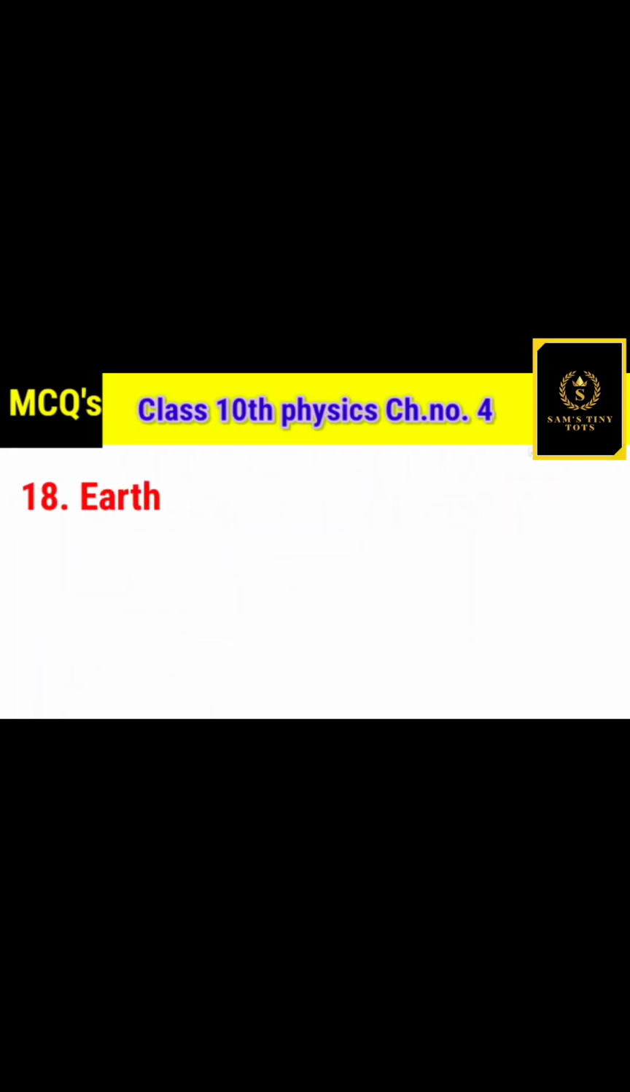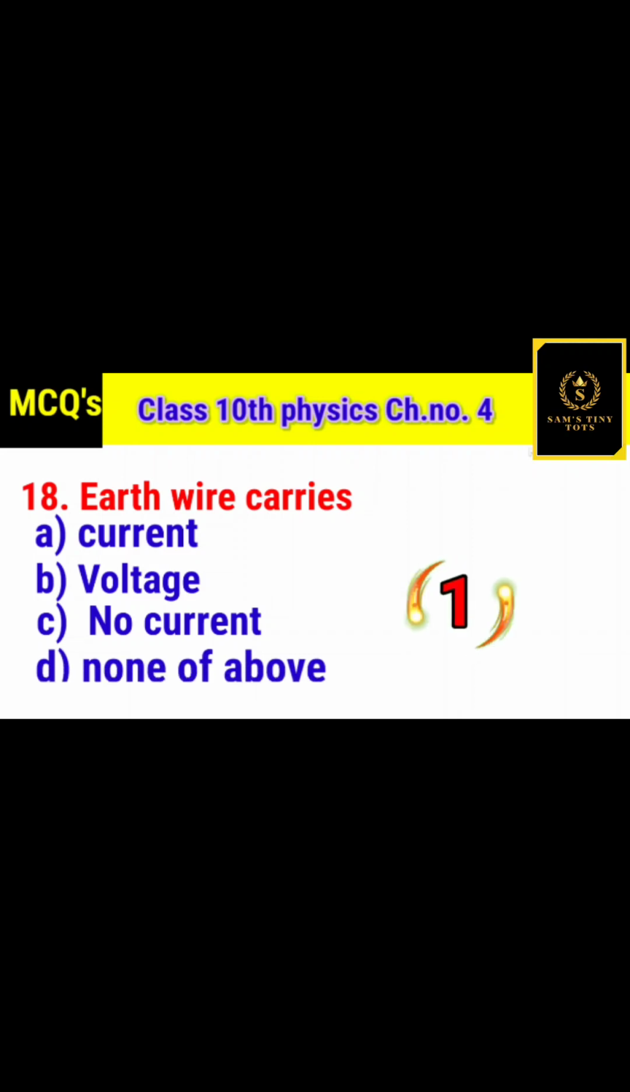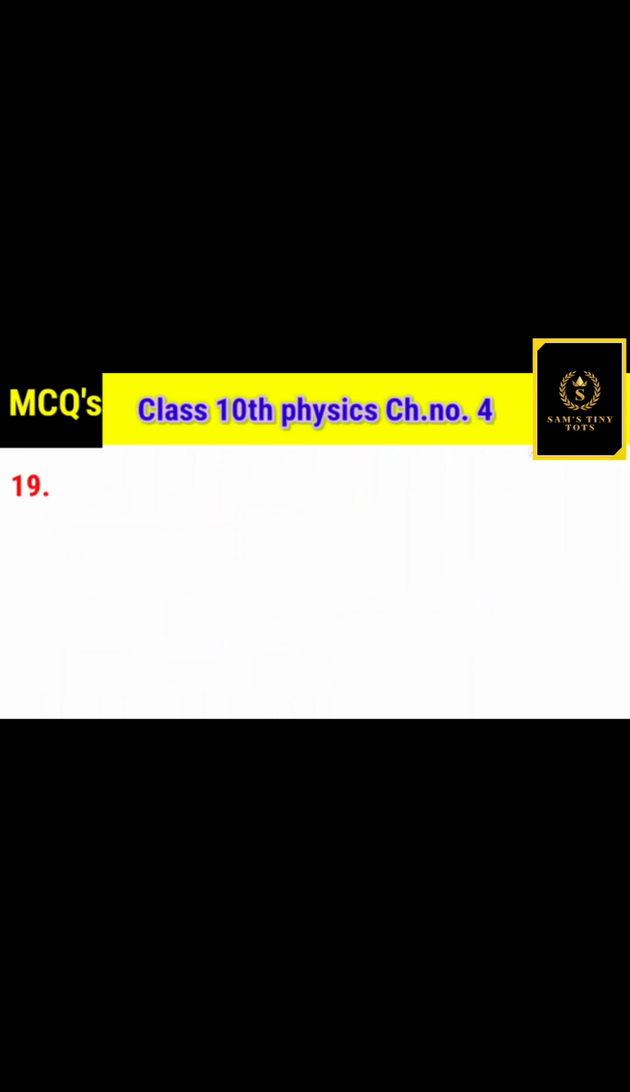18. Earth wire carries option A, current. Option B, voltage. Option C, no current. Option D, none of above. And the correct option is option C, no current.